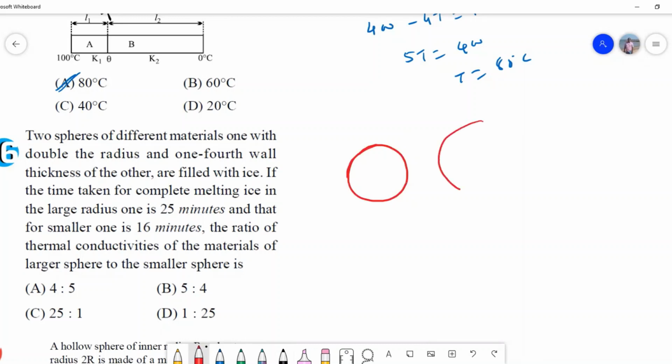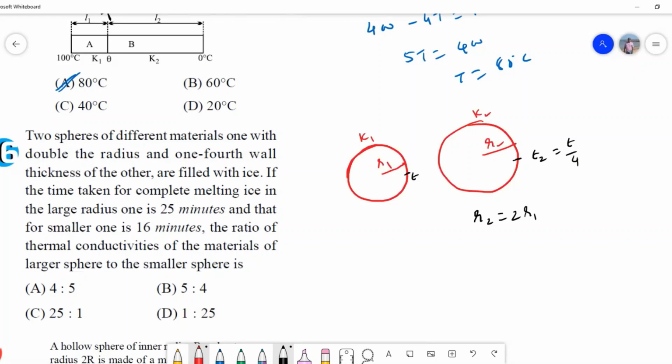Two spheres of different materials: one has double the radius and one-quarter the wall thickness. So there are two spheres. Let the radius of this one be R1 and the radius of this one be R2. This one is made of K1 and this one is made of K2. Let us take R2 equal to 2R1. If I take the wall thickness of this as T, then the thickness of the other will be T upon 4, because it is one-quarter.